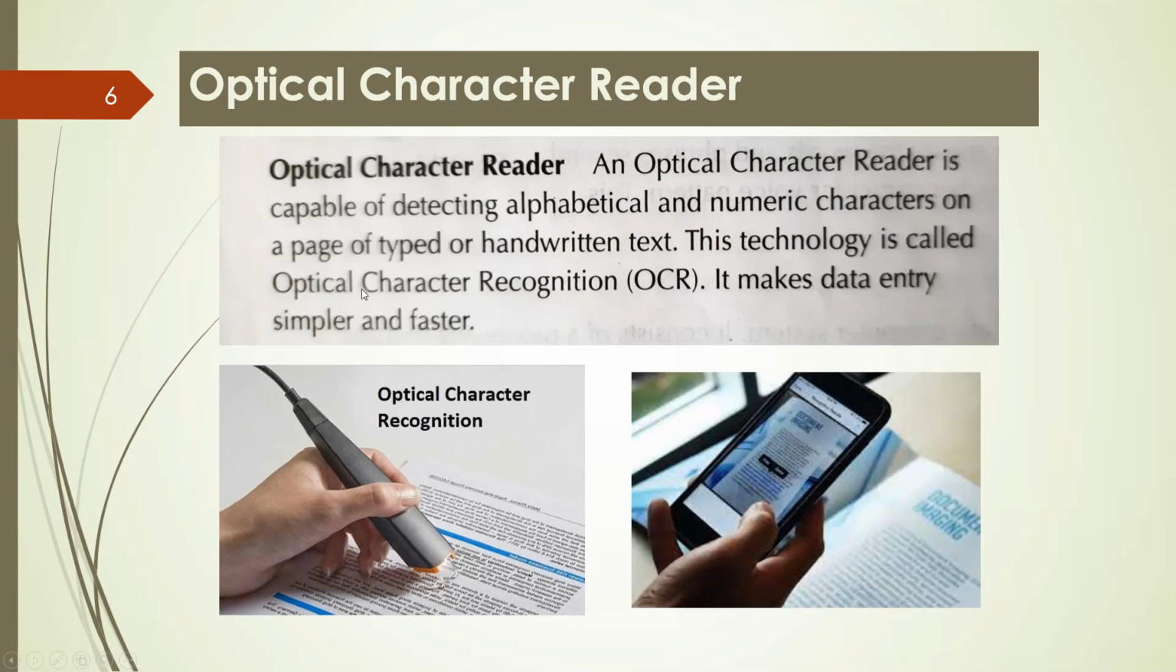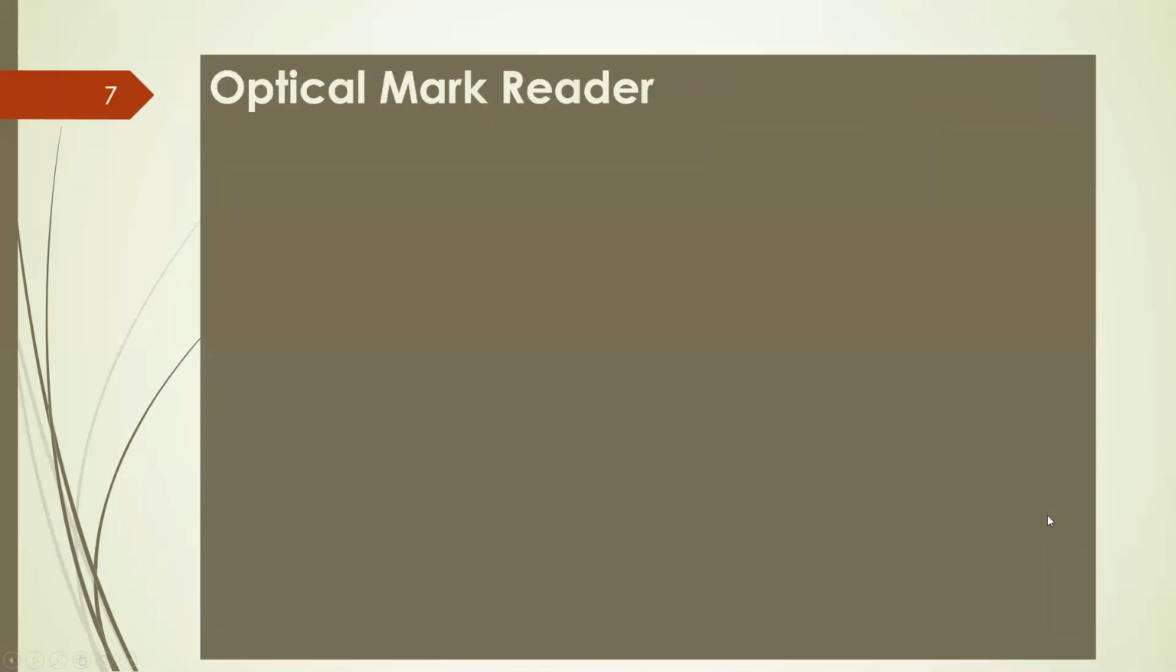So MICR will recognize the magnetic particles of iron oxide in the special ink in which the text is typed or written, and OCR, optical character recognition, will recognize alphabetical or numeric characters, both typed and handwritten. Next is optical mark reader. Optical mark reader, what is it?